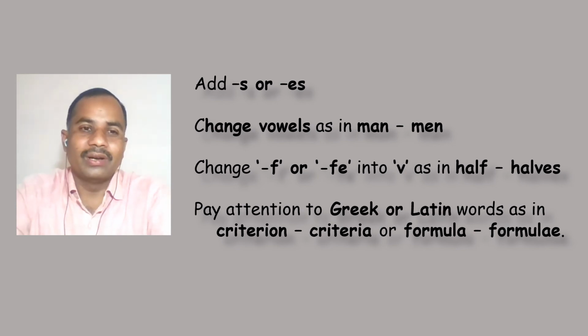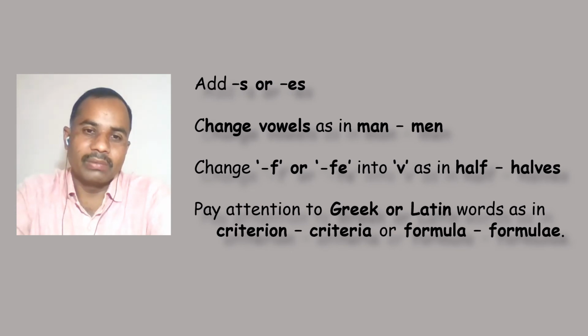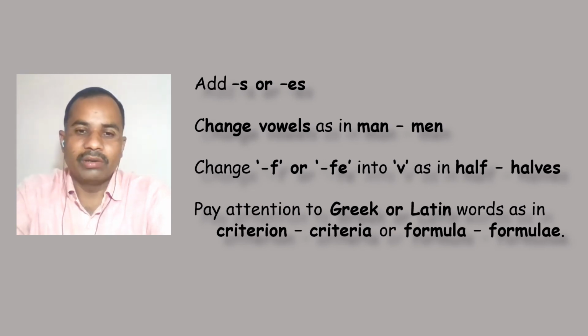So here we are. While thinking of plural and singular, we have to conclude that we have to add s or es in certain contexts. Then with a vowel change also we can get plurals, like man and men. And when there are words ending with f or fe, they turn into a v sound, like half, halves. Then we have to pay attention to some words having sources from Greek or Latin, like criterion, criteria, the Greek word, or formula and formulae from the Latin. So that's all about English plurals.